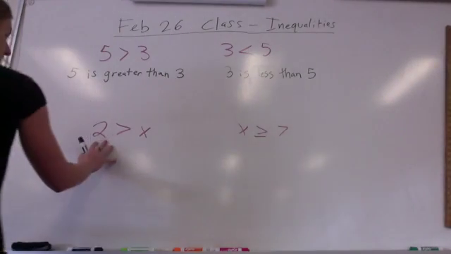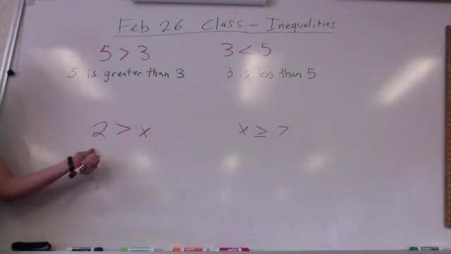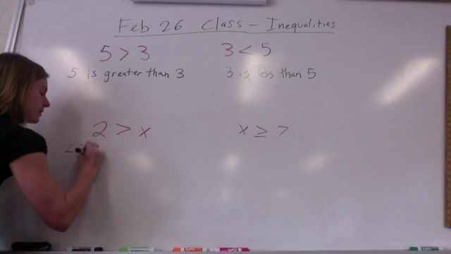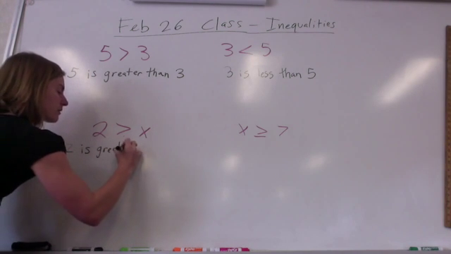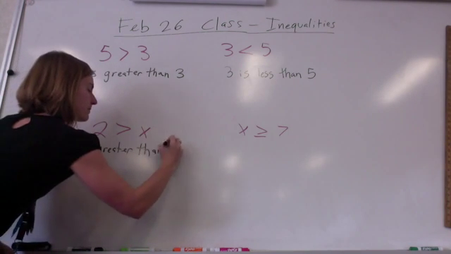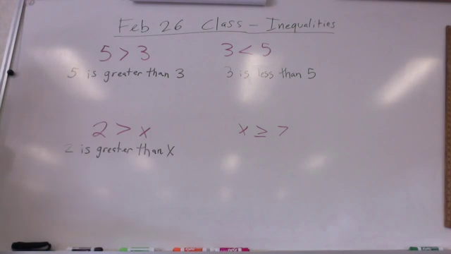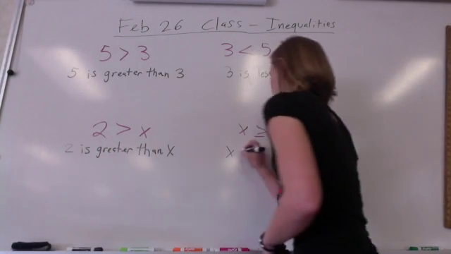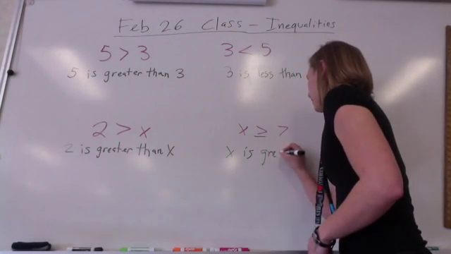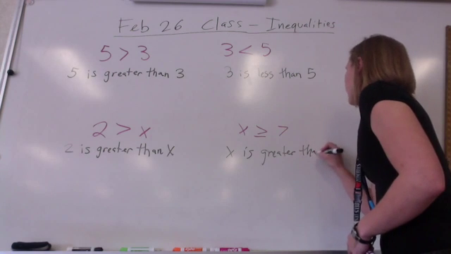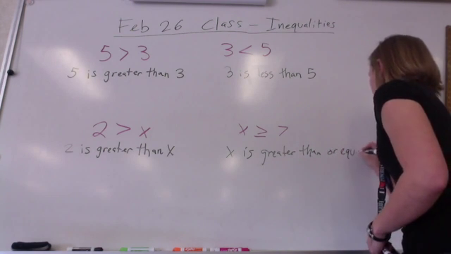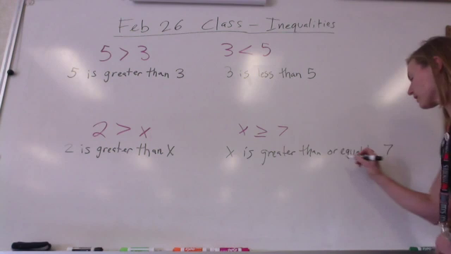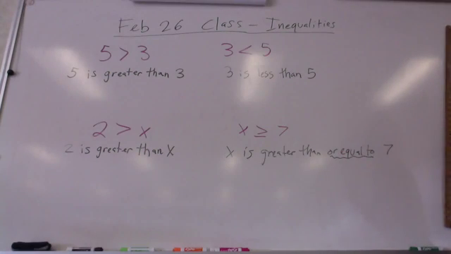So if I'm going to read this one, what would I say? Mimi? 2 is greater than x. Okay, and Sophia, what about the last one? X is greater than or equal to 7. Where did this or equal to come from?